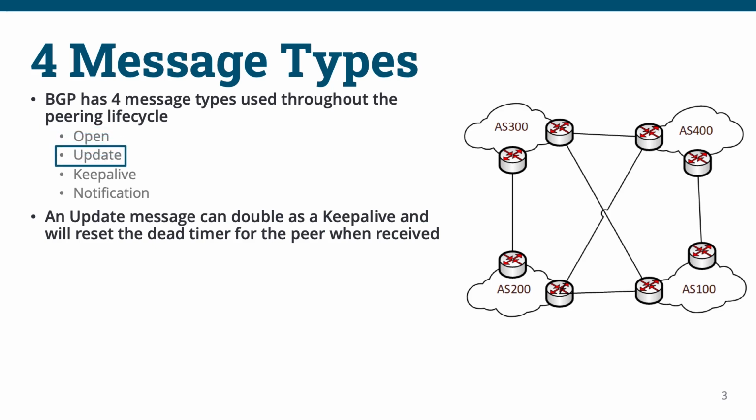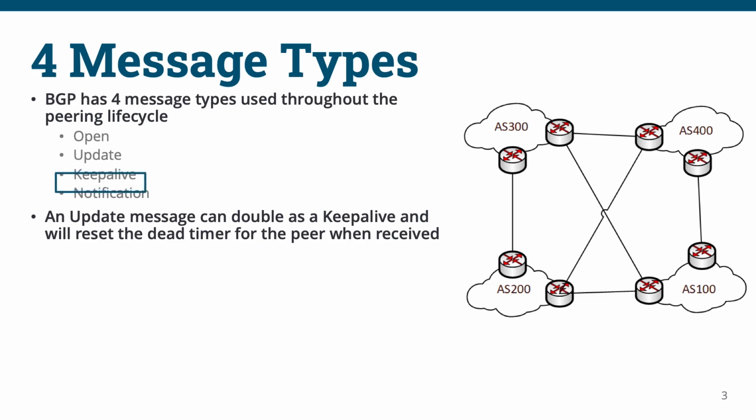The BGP update message is used to exchange routing information. We'll review each of these message types and their format in detail in the later slides in this lesson. Now, just like other dynamic routing protocols have a mechanism by which they declare a neighbor relationship is down if they haven't heard from the other router for a certain period of time, BGP also has this function. BGP-speaking routers must exchange keepalive messages. The update message, however, will be counted as a keepalive when it is received.